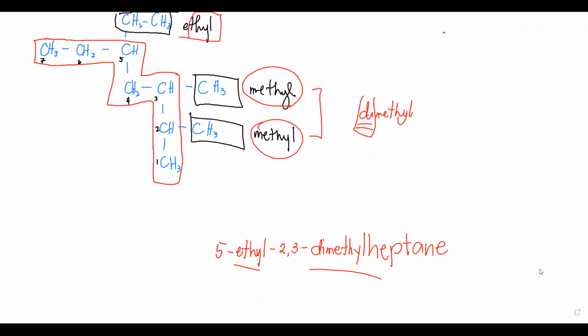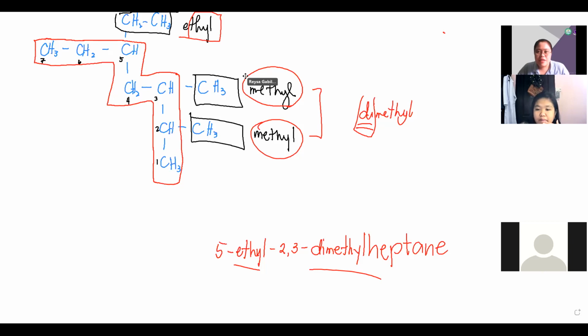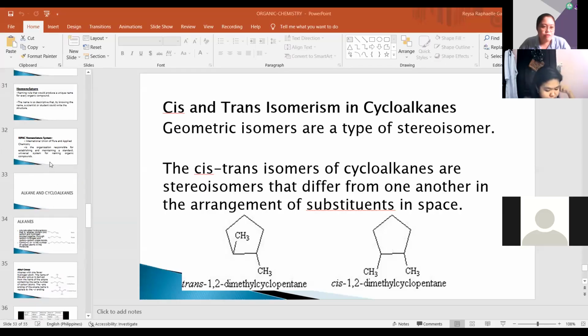So sino pa dito yung medyo nahihirapan? What's wrong? Alin dito yung medyo confused kayo sa naming? Maybe on the assigning of the numbers. Pero wag niyo lang kalimutan yung sinabi ko. Hanapin niyo yung pinakamaliit na number na merong first na substituent.